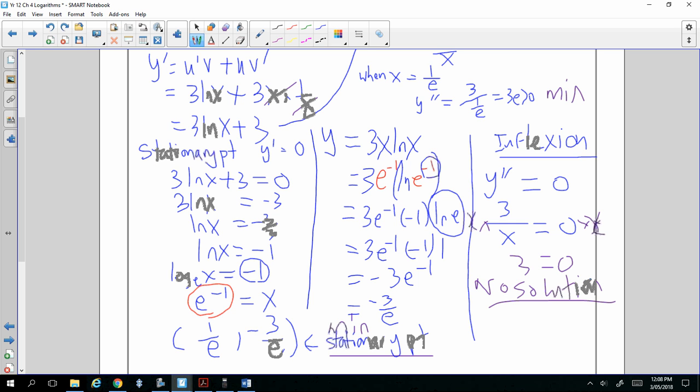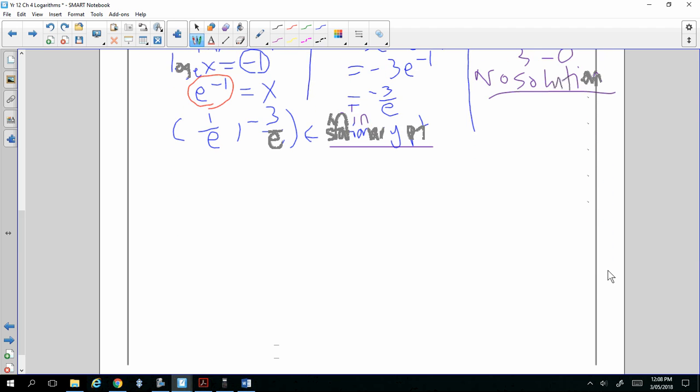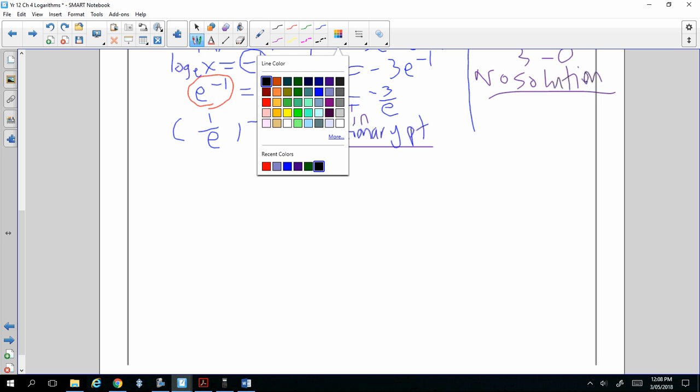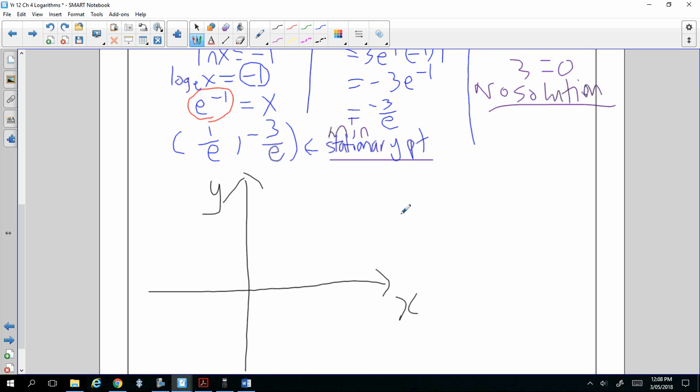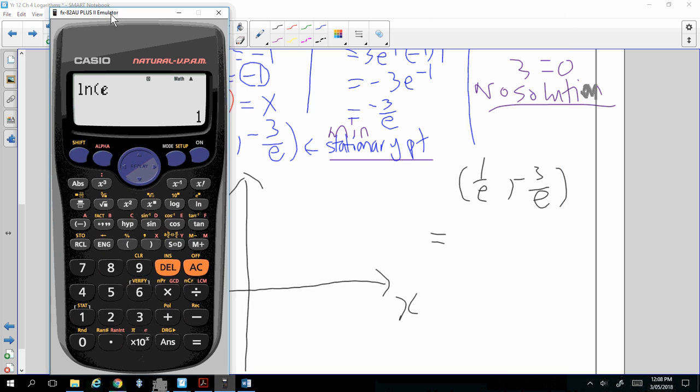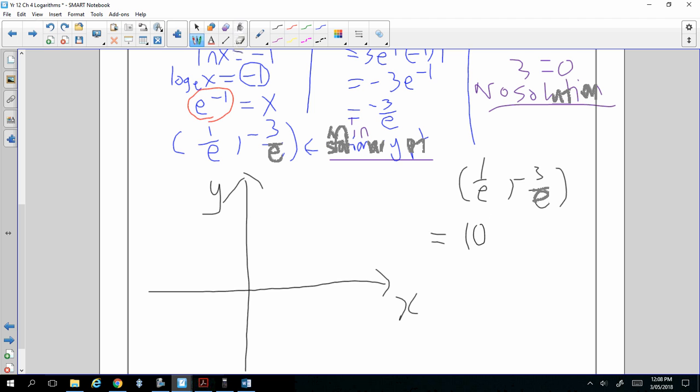Okay, no inflection point. And then we'll try to sketch. Let's try to sketch it. So draw the x and y axis. Before we do so, let's find out the actual coordinate of the stationary point. What would that be in decimal? Because it's hard to see how big it is without calculating it. So you can press Shift, this button, -1. You get 0.36, or about 0.4. Let's round it to 1 decimal place.